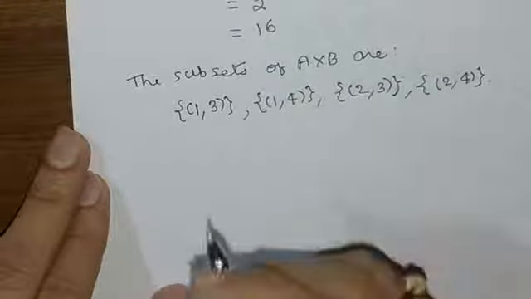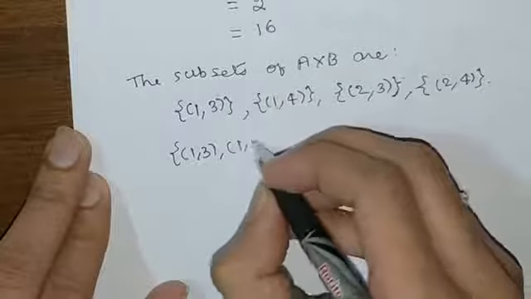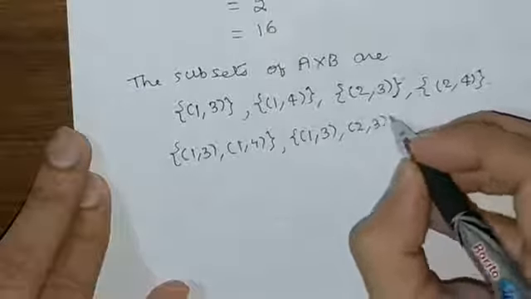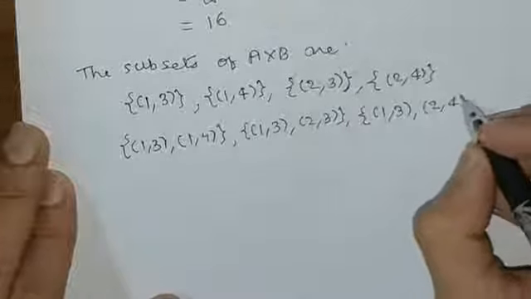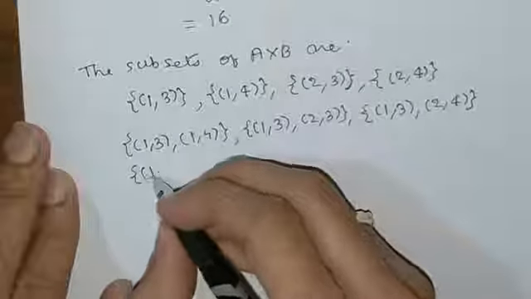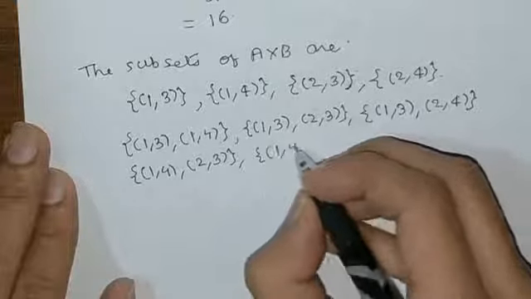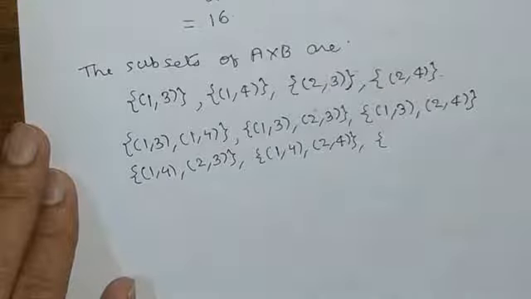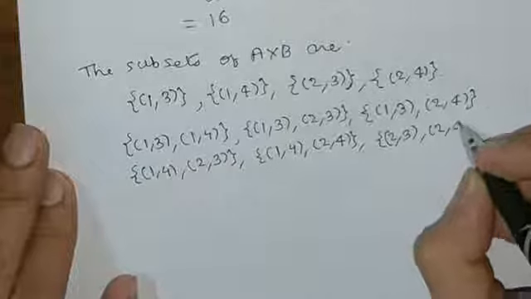Now we will write the subsets containing two elements. {(1, 3), (1, 4)}, set {(1, 3), (2, 3)}, set {(1, 3), (2, 4)}, set {(1, 4), (2, 3)}, set {(1, 4), (2, 4)}, set {(2, 3), (2, 4)}.